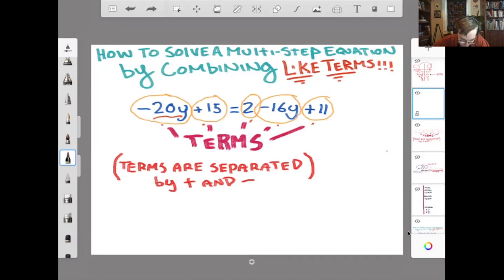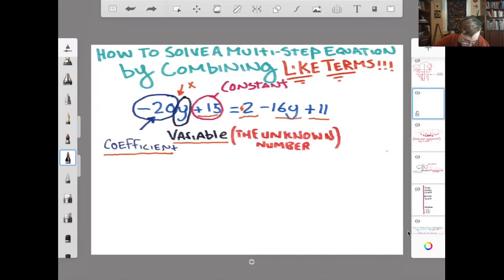Sometimes terms have variables next to them. When they have variables next to them, the number next to it is known as a coefficient. Look, there's the word coefficient. So negative 20 is a coefficient of the variable y in this problem.